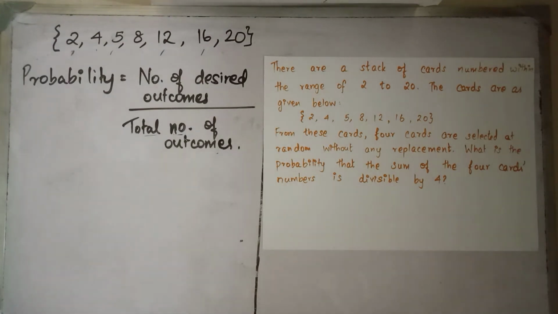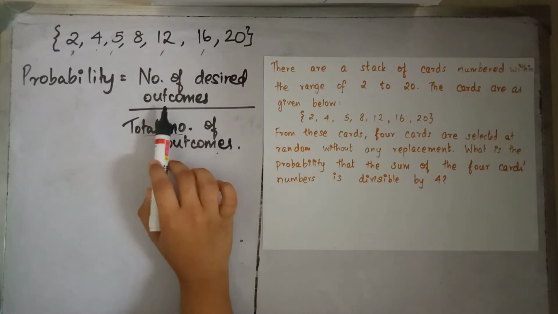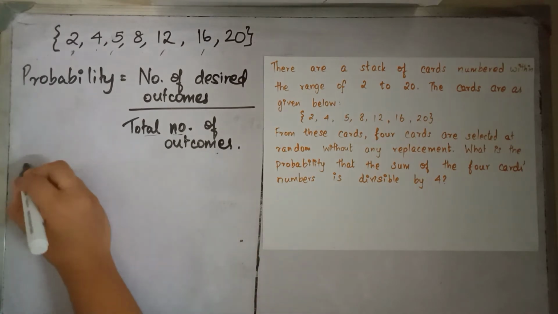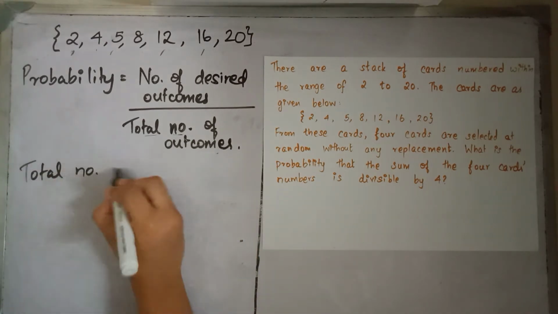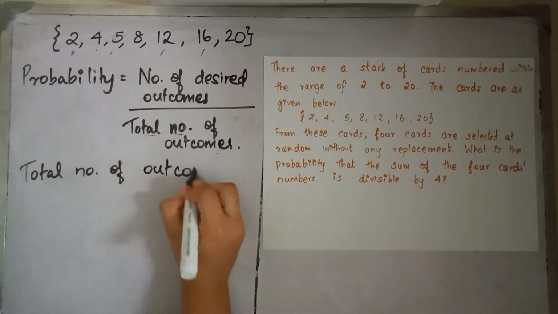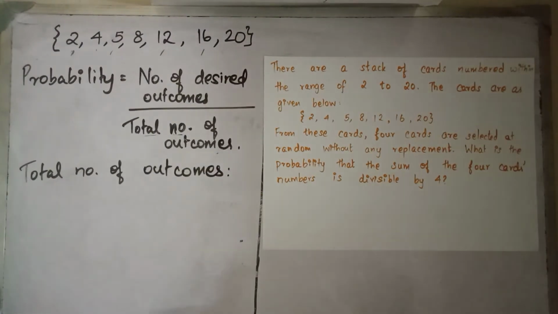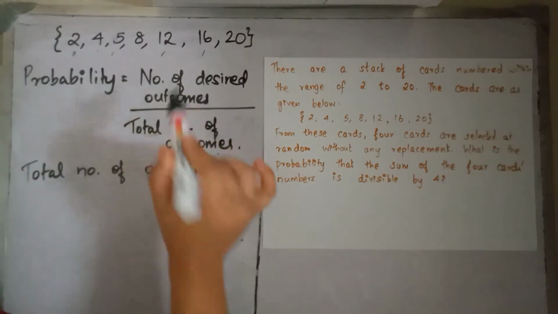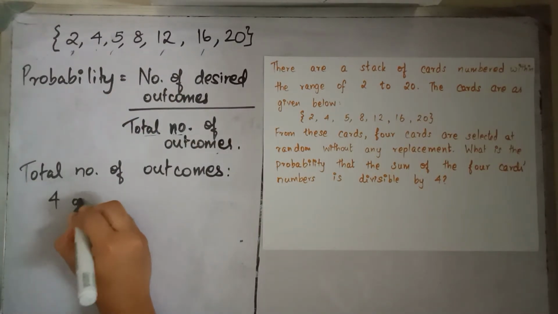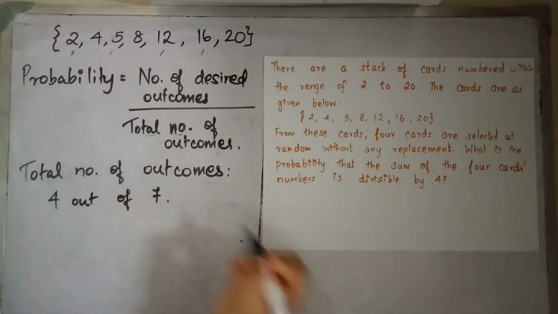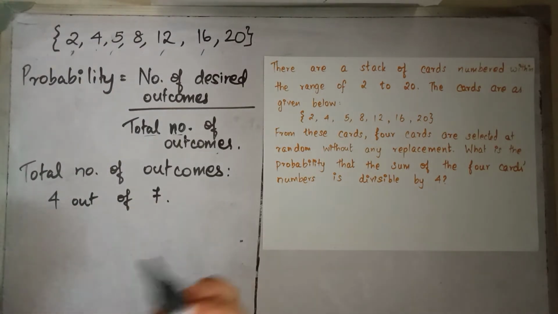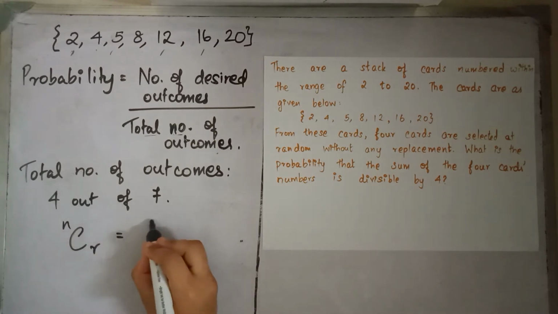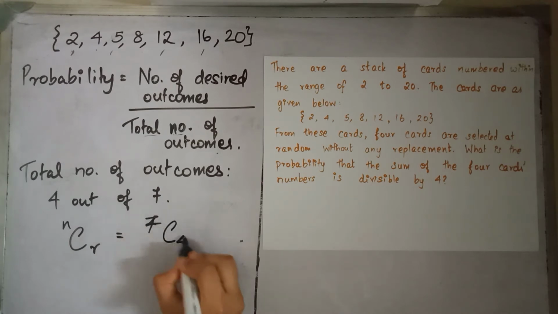Now the formula for any probability question is the number of desired outcomes divided by the total number of outcomes. So we'll first look at the total number of outcomes. How do you find the total number of outcomes? You are choosing 4 cards out of all of these cards. First, let's look at how many cards there are. There are 7 cards. So you're choosing 4 out of 7 randomly. The order does not matter, so we'll be using combination. Out of 7, you're choosing 4.